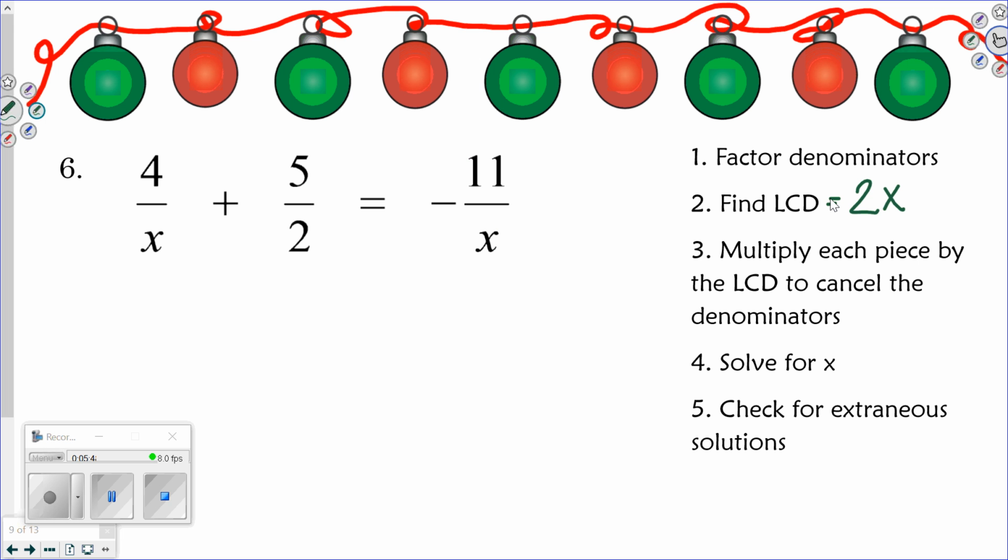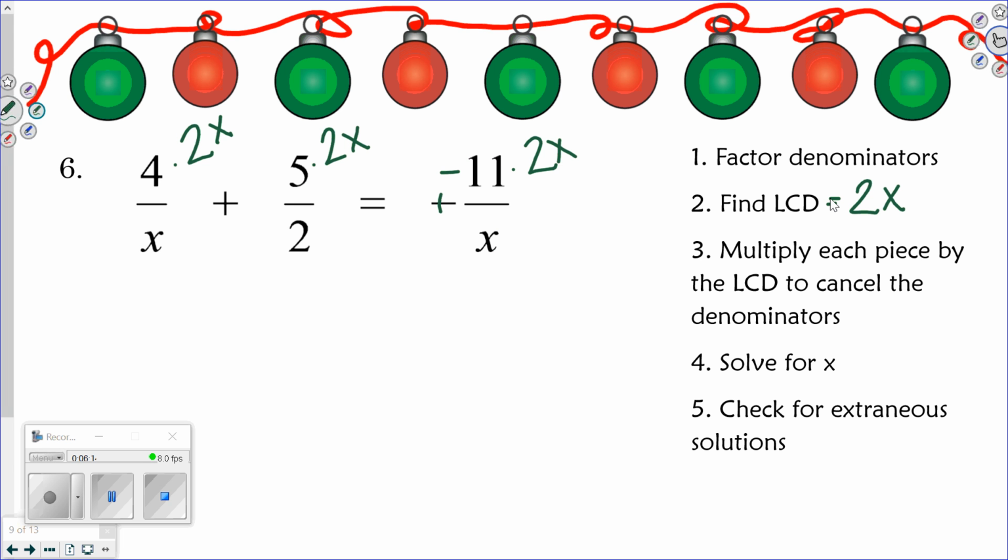Step 3, multiply each piece by the LCD to cancel the denominators. So I'm going to multiply all of them by 2x. Again, don't be lazy. Please write them down. Also, do you see this little negative right here? Just like before, we don't want to lose those. We can kind of pop those up like we always do.